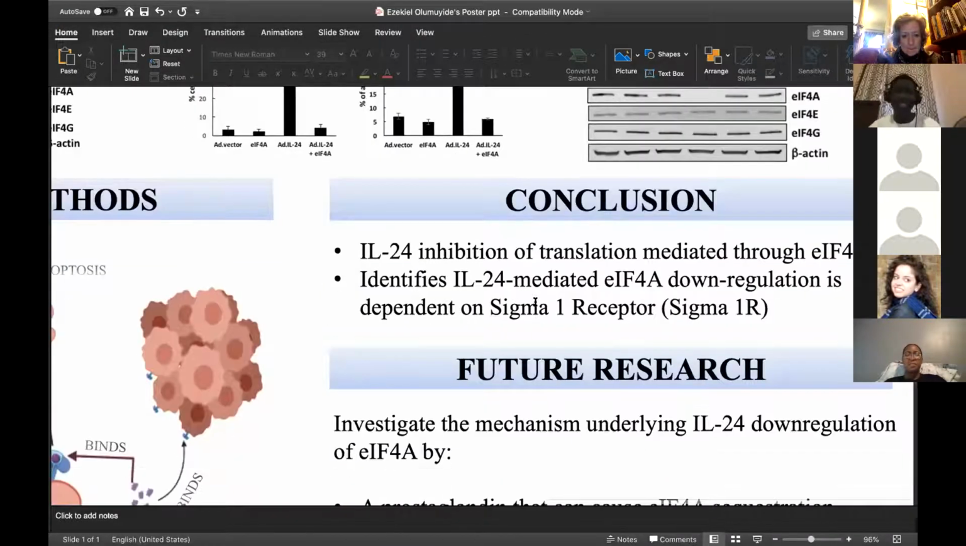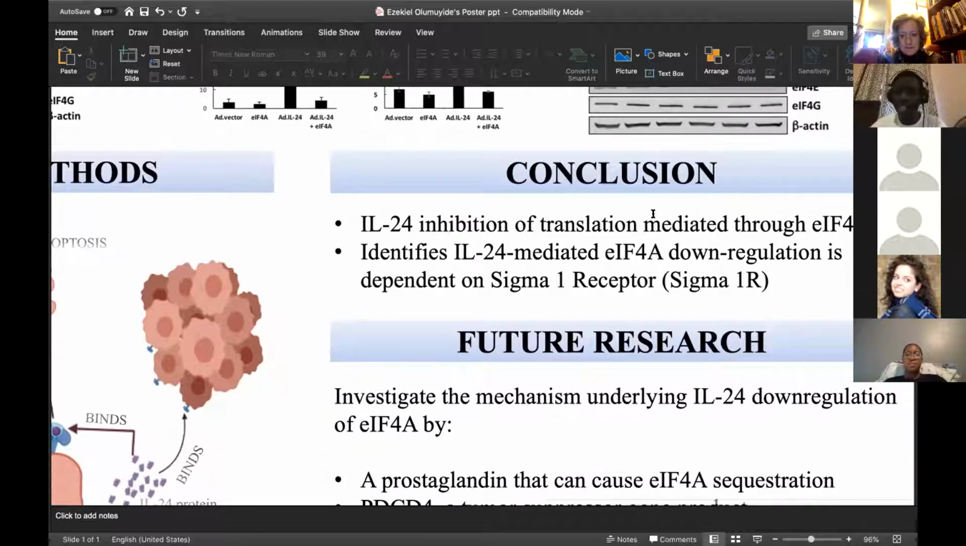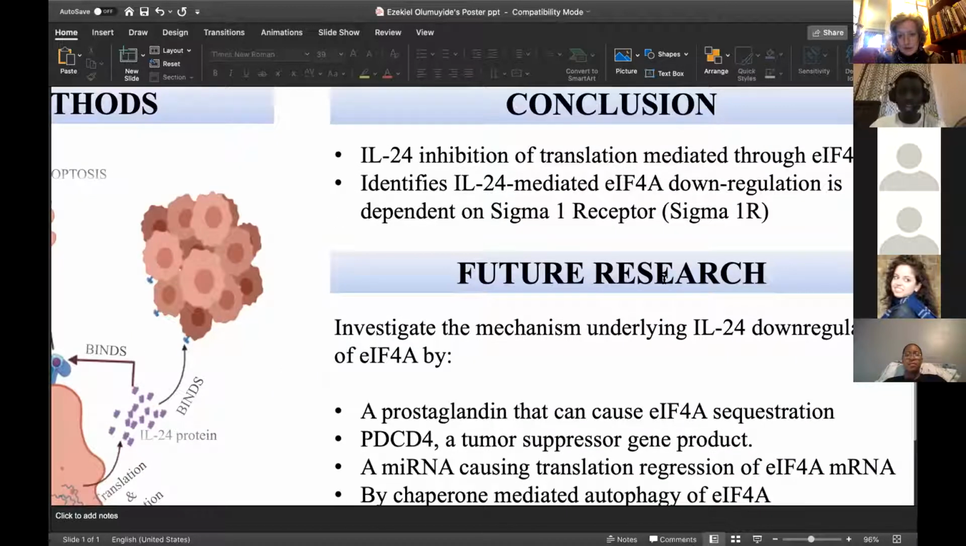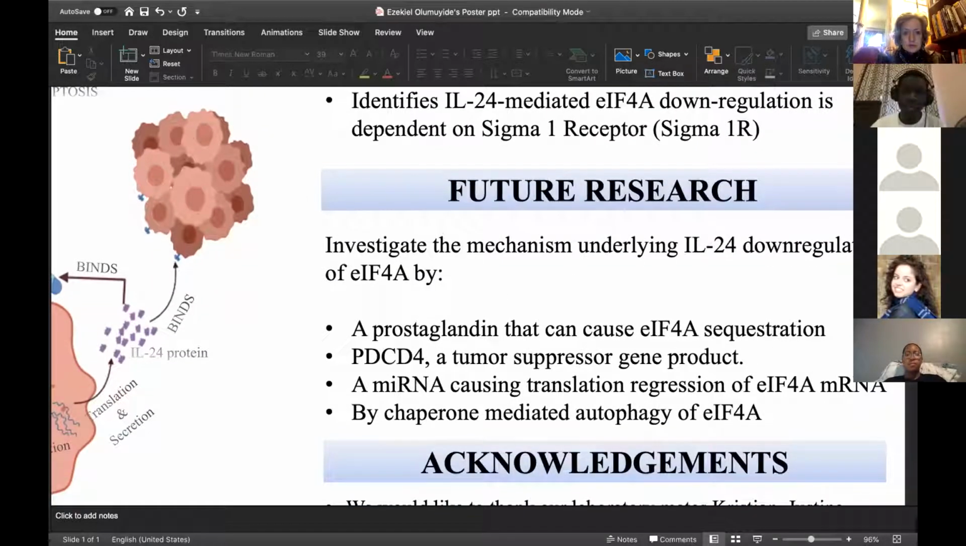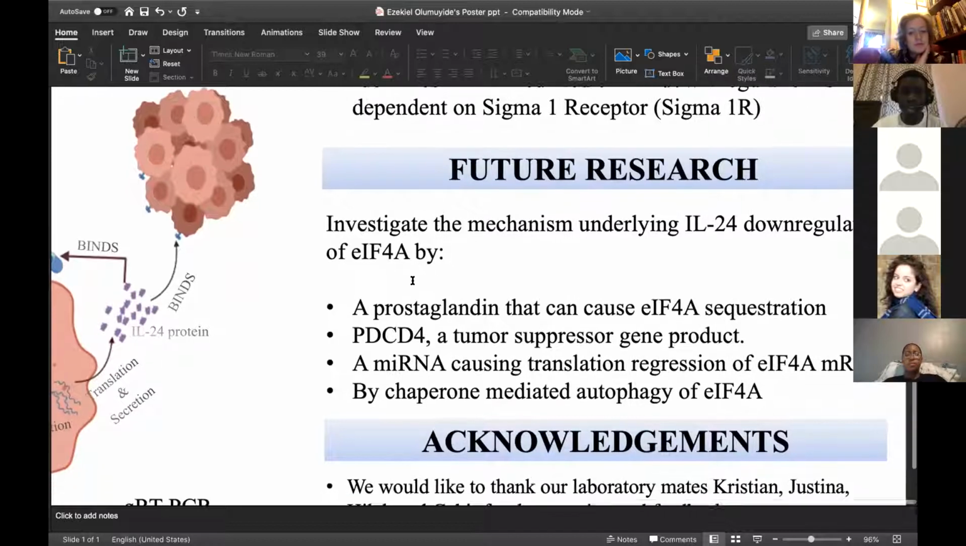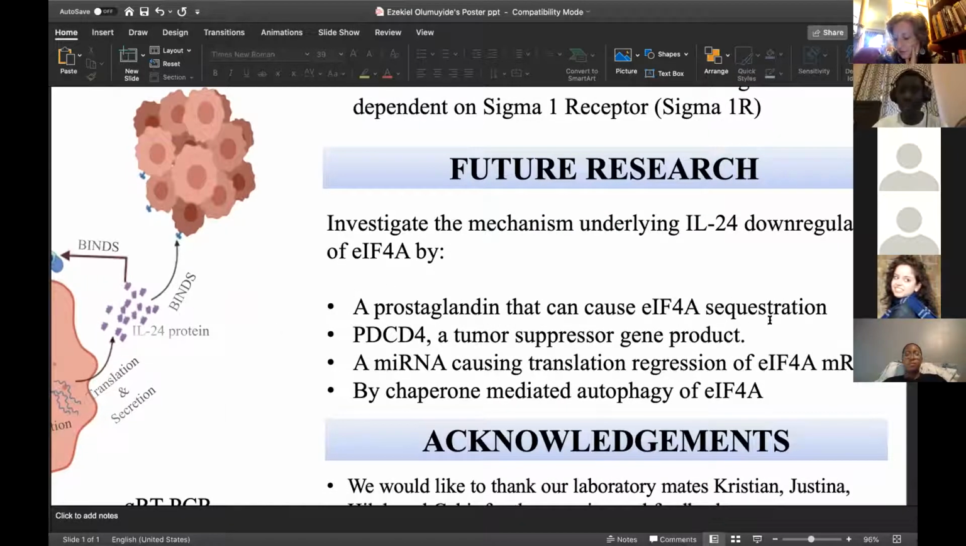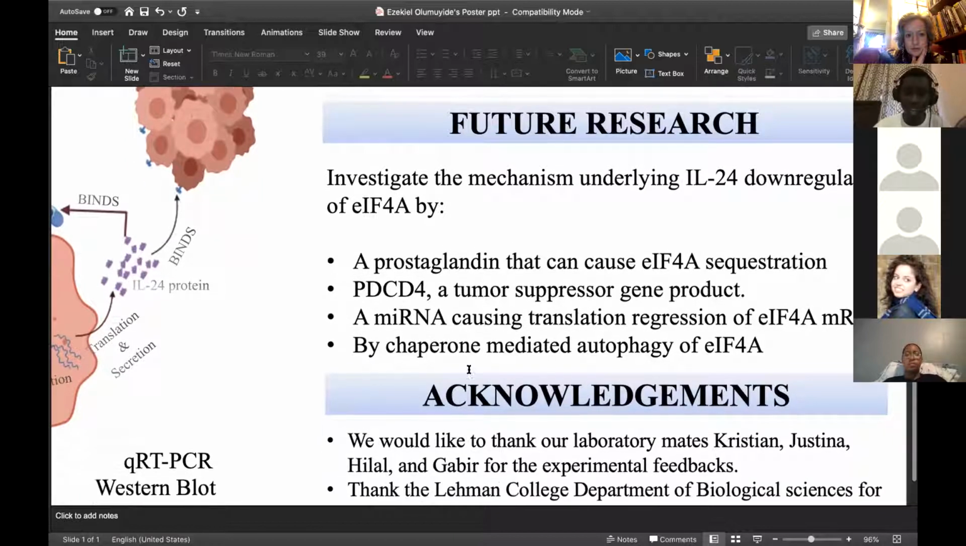So we concluded that interleukin-24 inhibits translation of EI4A, and it does this through sigma-1 receptor. Then our future research is to look at how it downregulates EI4A. Then we postulated four mechanisms: through prostaglandin, through a tumor suppressor, through miRNA, and through chaperone-mediated autophagy.